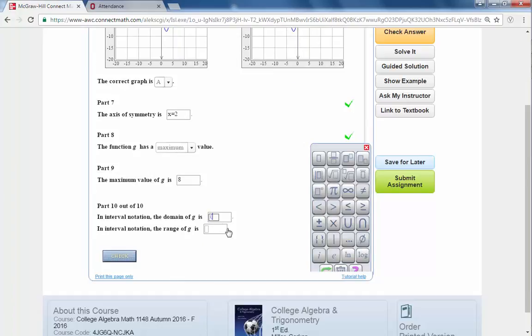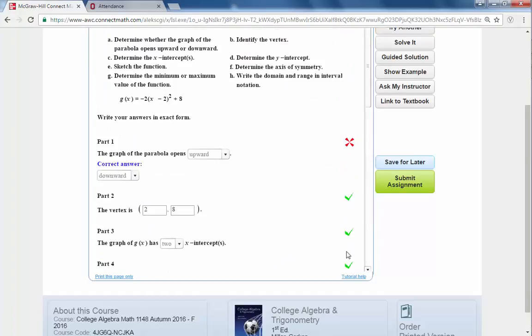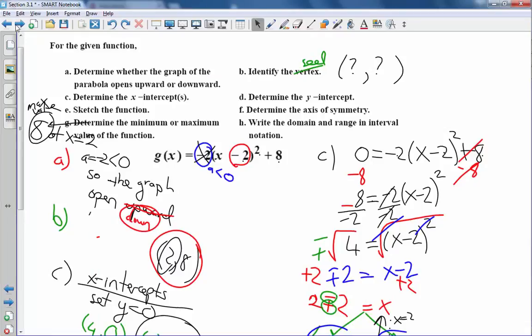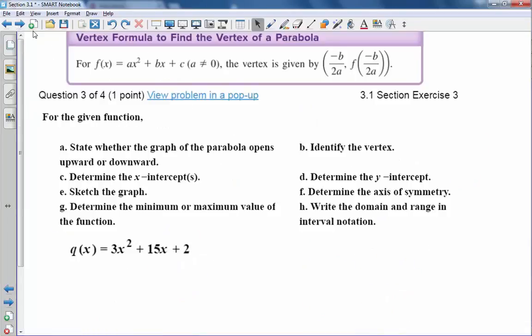Domain, for any question in this section, is always negative infinity to infinity. Everybody can be used, substituted in x. But the range varies from one function to another. Negative infinity to 8. All right, we're done with the easy one, except the first part. Any questions? All right, I think we're skipping one of them. No, we're doing everything, okay.